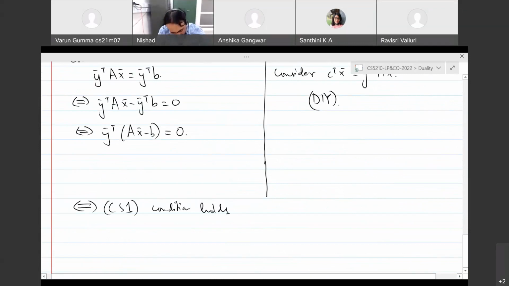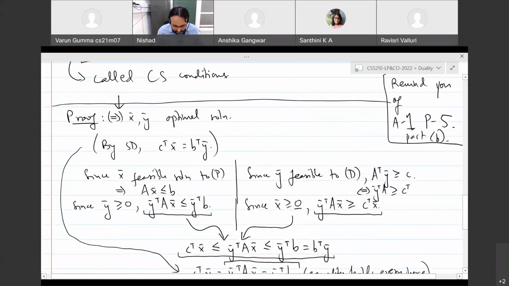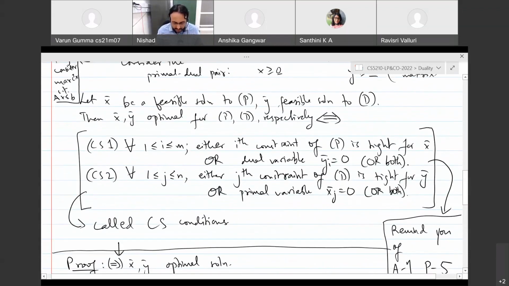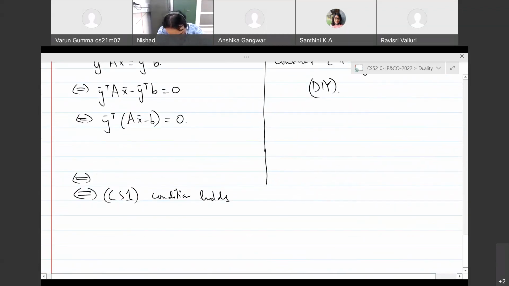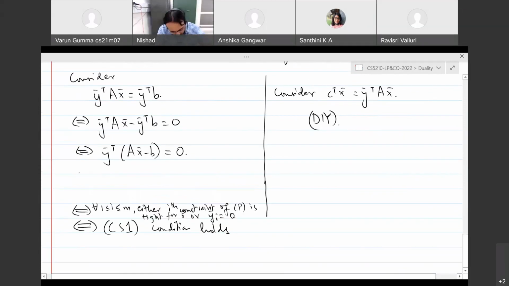Right? And what is the first CS condition? Let's just write it down. It says that either the ith constraint of the primal is tight or the dual variable is 0. For all i, either the ith constraint of the primal is tight for x bar or the corresponding dual variable yi bar is equal to 0. Okay, so we still need to figure out how to get there.